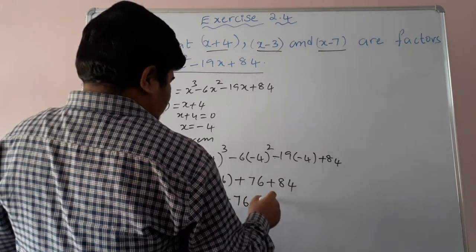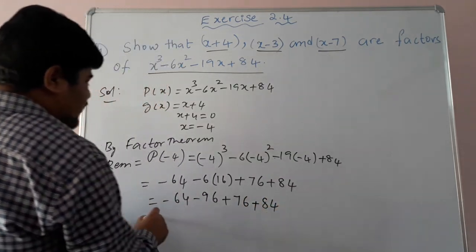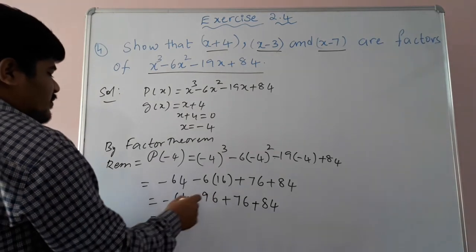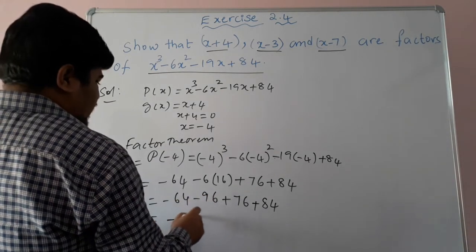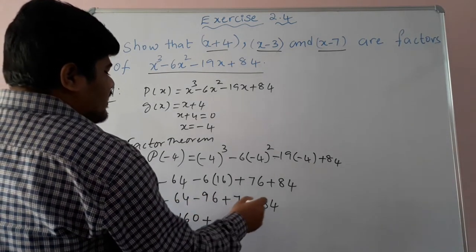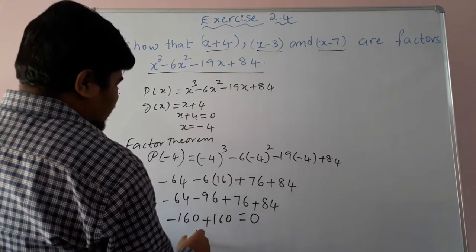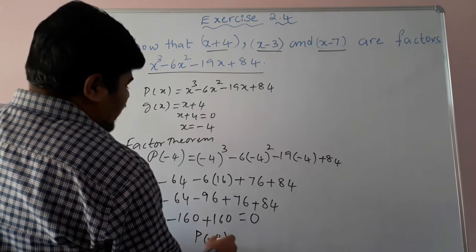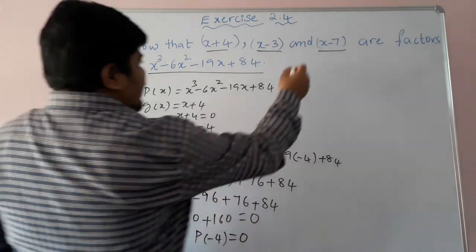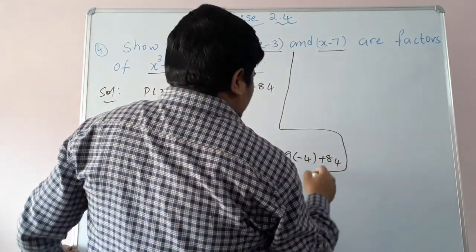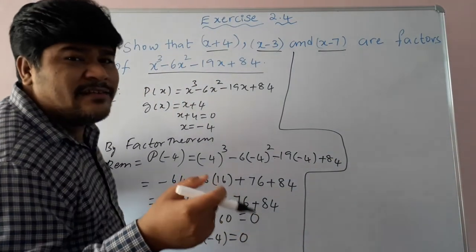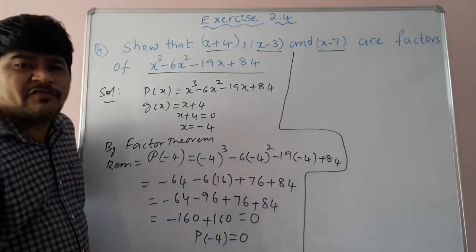Plus 84. Now children, negative 64 and negative 96 value, so that is negative 160, plus 76 plus 84 is positive 160, and we got our remainder p of minus 4 as 0. So children, if p of a is 0, then x minus a is a factor of p of x, right? According to the factor theorem.